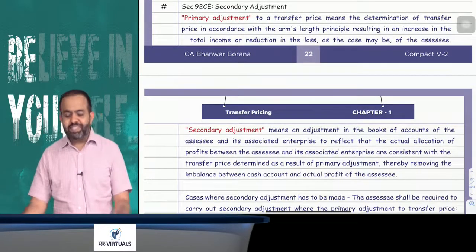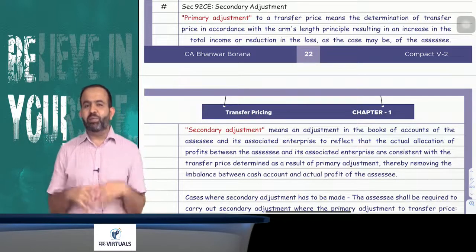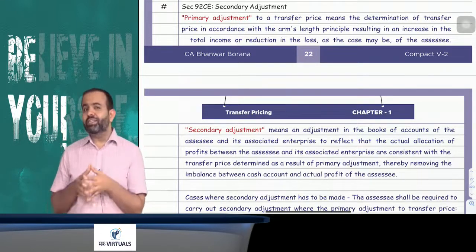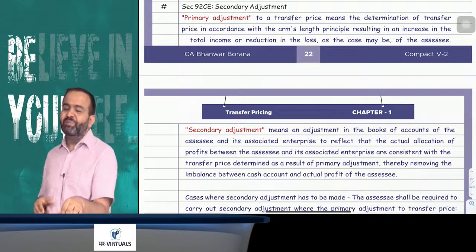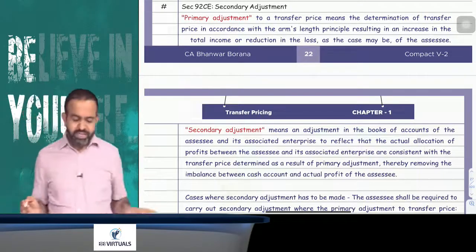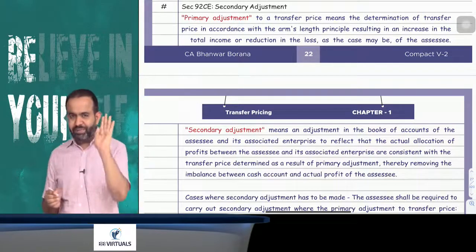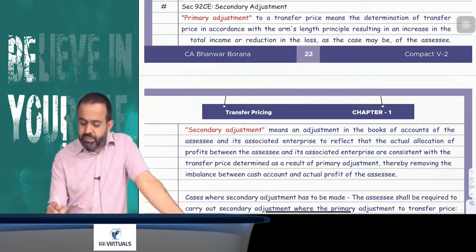Yes people, now the next concept is related to secondary adjustment, but before studying secondary adjustment we have to understand the primary adjustment. Sir, what is the meaning of primary adjustment? So all people just pay attention. We are going to take one example, you will be able to understand, don't worry about that. So first is the primary adjustment.